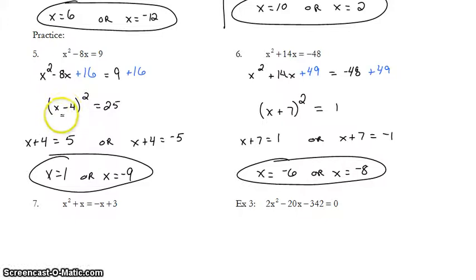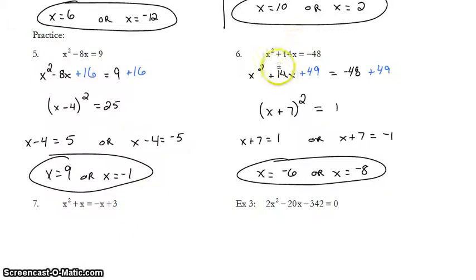Let's fix that. That should be x minus 4 quantity squared equals 25, which makes it x minus 4 equals 5, which would mean x equals 9, or x minus 4 equals negative 5, which means x would equal negative 1. That's why you work through it. You can catch your own mistakes.